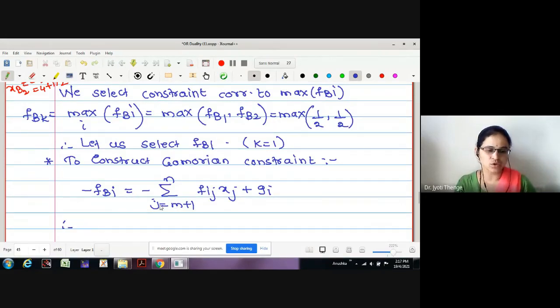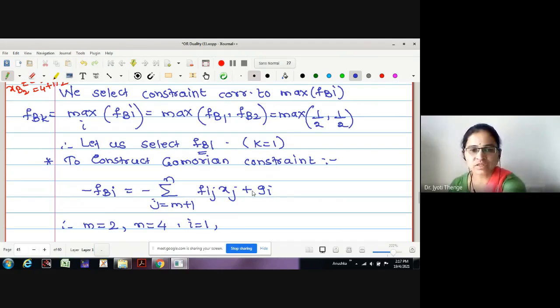What is m here? m is the number of constraints or number of basic variables. What is the value of m then? It is 2. What is n? n is the total number of variables. Here we have 2 original and 2 added, therefore 4 variables are involved. The first equation we have selected, therefore let me write FBi. FB1 we have selected, therefore i is equal to 1. Is that okay? Any doubt up to this? And what is the value of FB1?